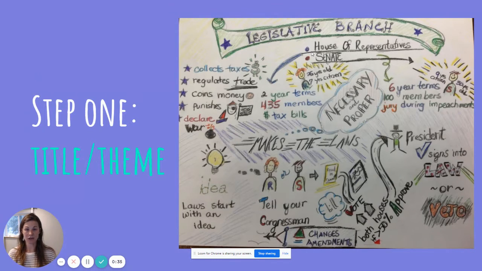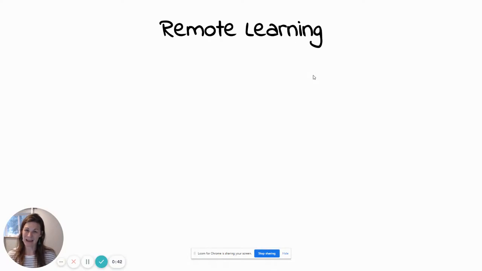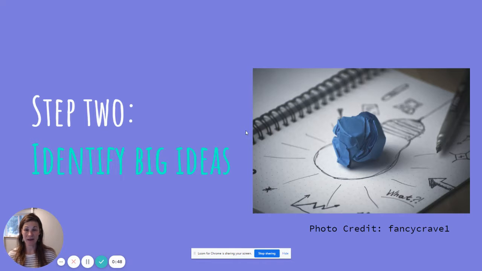Maybe it's a research question. Maybe it's the topic photosynthesis, but you have to start with identifying your title, your question, or your theme and getting it on there. Okay? Easy peasy. Next, we have to identify the big ideas.